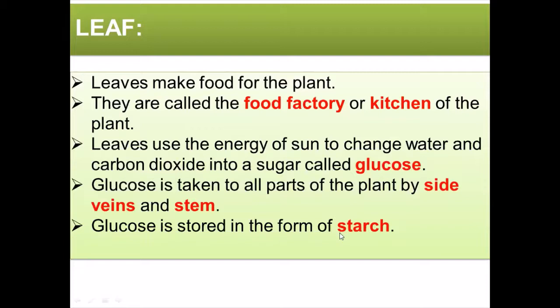Now, before moving ahead, I just want you to remember the conditions that are necessary for photosynthesis. What are they? Carbon dioxide, water, chlorophyll, which is present in the green leaves, and sunlight. Energy of the sun, water, and carbon dioxide. And leaves are green, which contain chlorophyll. These are the essential conditions for photosynthesis. Remember these 4 conditions.